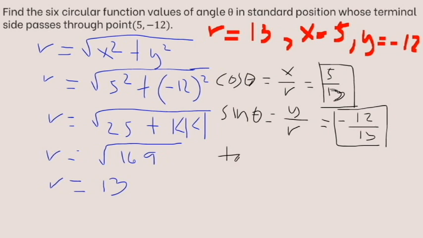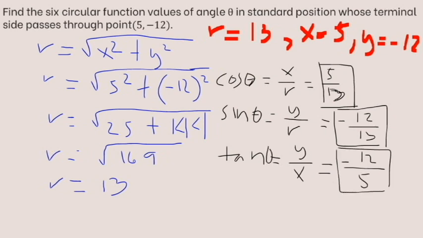For tangent theta, it is y over x. So our y value is negative 12 and x is 5. Therefore, our final answer for tangent theta is negative 12 over 5.